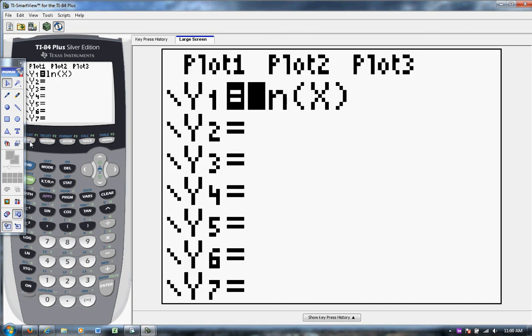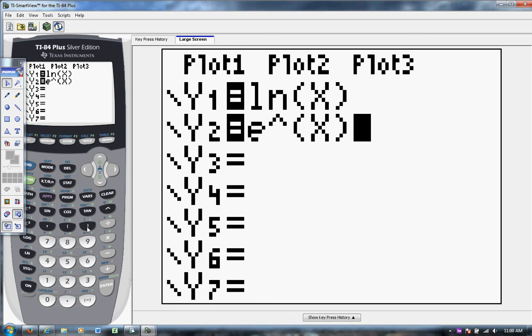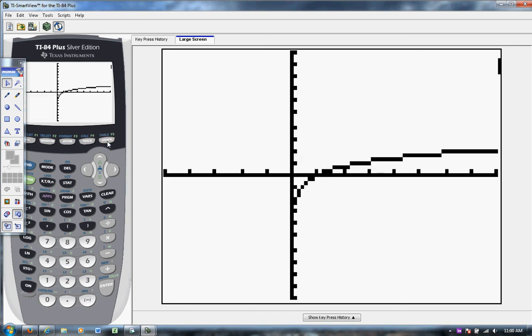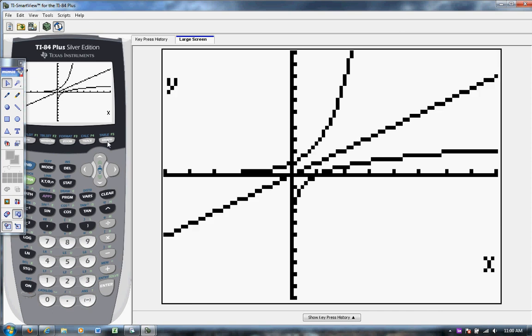All right. Now, let's add in e to the x. So let's go back. Let's leave that as our y1, and let's add in e to the x. And what is the line of reflection for inverse functions? Isn't it y equals x? Let's go ahead and add that in. And let's just see if these two are inverses of each other. All right? And then we'll hit graph. There's ln, there's e to the x, and there's y equals x. Those two are inverses of each other.